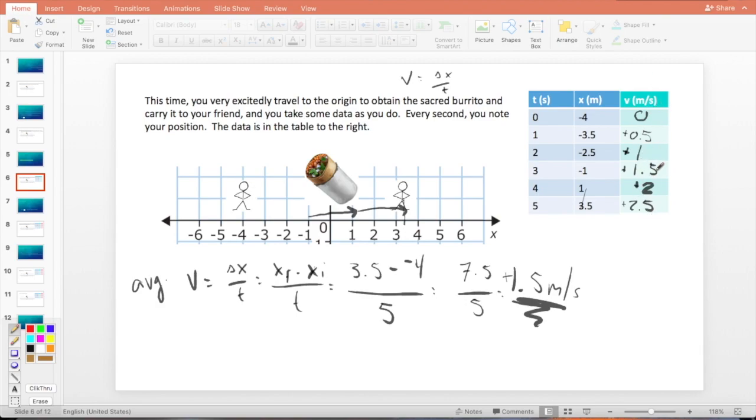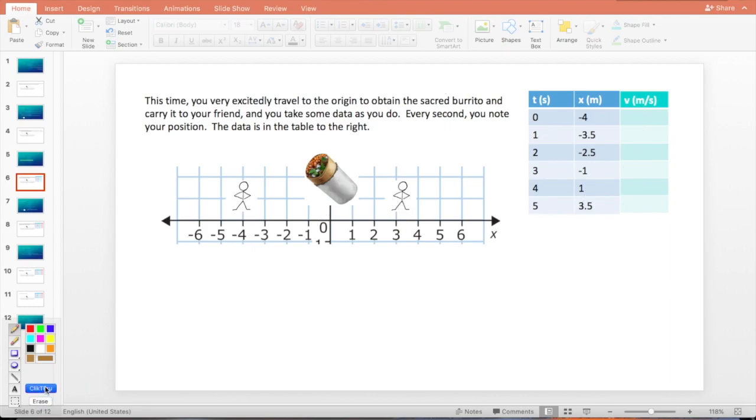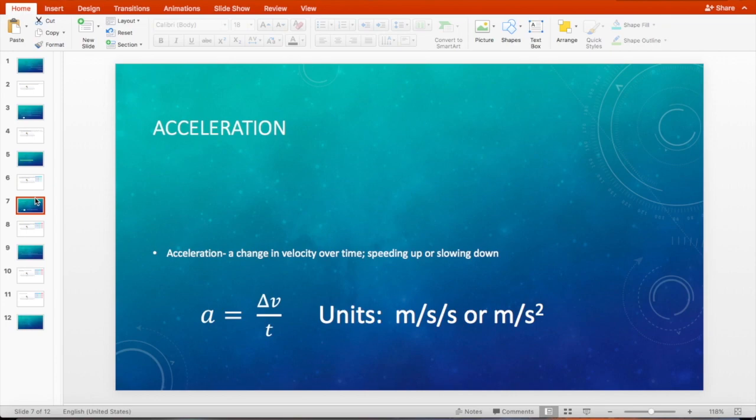We did not even have to look at the velocity data to know that you were speeding up. We could have just glanced over here and saw that every second that elapsed, you're traveling a farther distance. Your instantaneous velocity is getting faster and faster. What the heck does that mean? Well, my friends, that is known as acceleration.